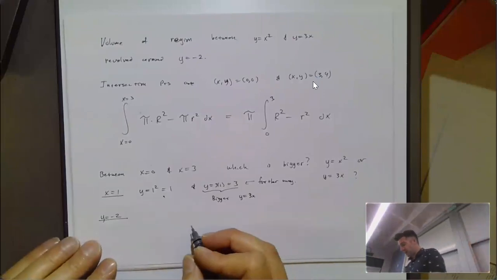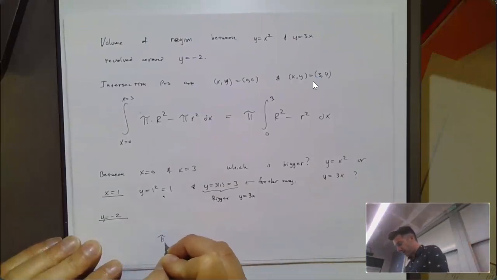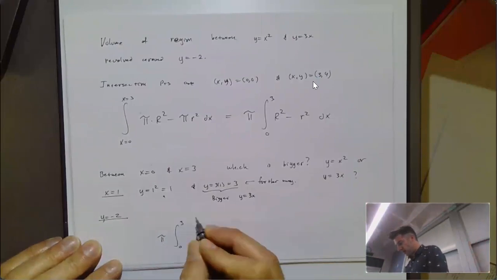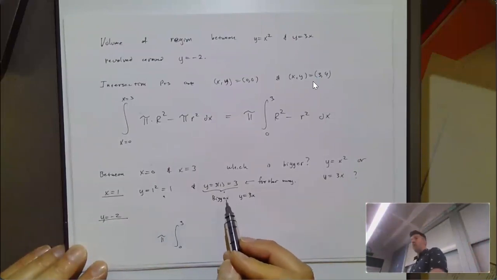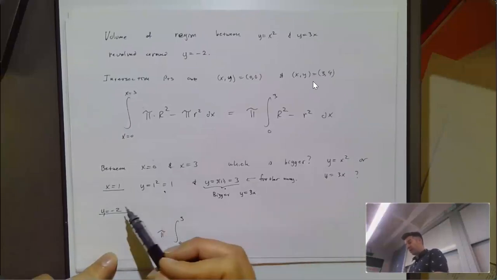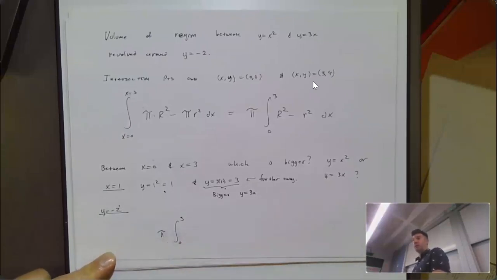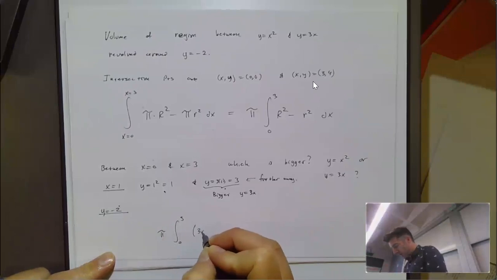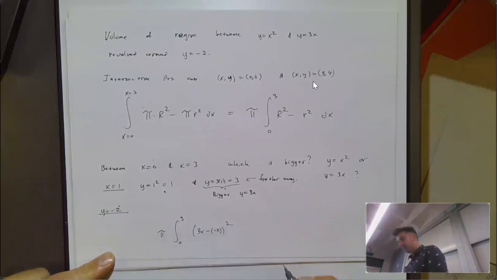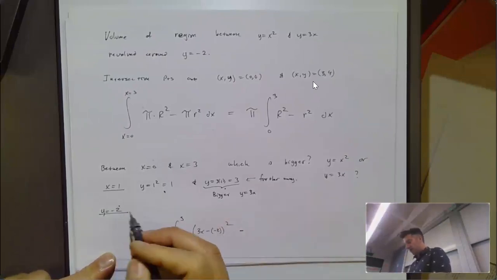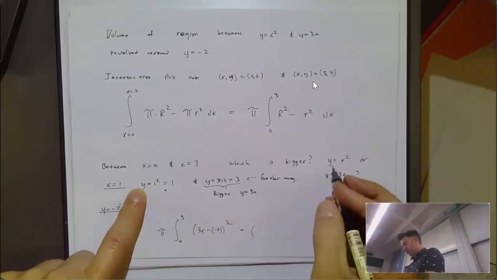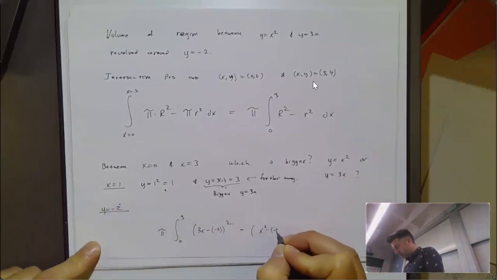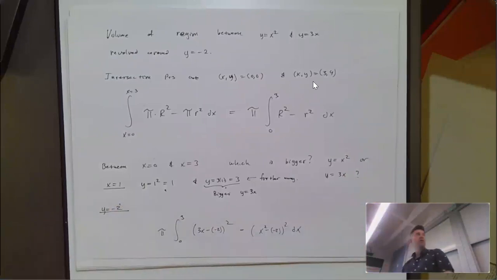So setting this up, my integral is going to be pi times the integral from 0 to 3 of the bigger function, or the further away function. And I should do this one minus this one, because that's going to get me a positive radius. So it's going to be 3x minus negative 2, squared, minus my smaller radius, which is this function, y equal to x squared, squared. So yeah, you can do it without graphing it. I just feel like it takes more mental effort. But again, sometimes the graphs are not easy to graph.